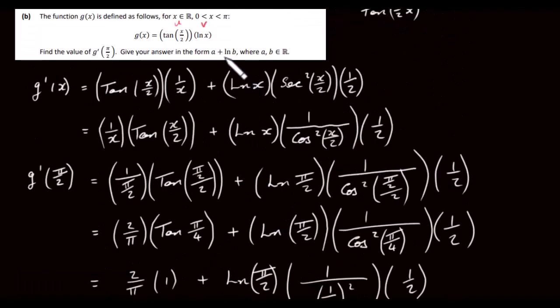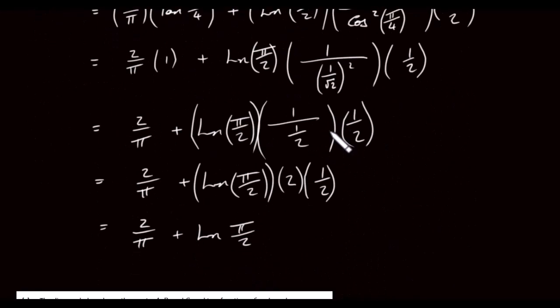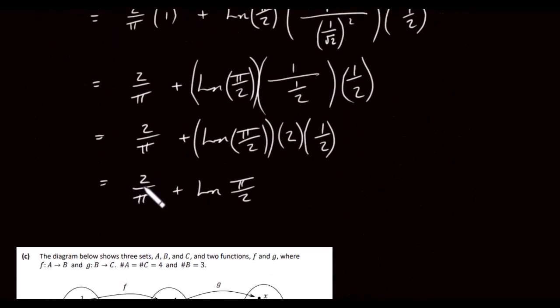Give your answer in the form a plus log b, where a and b are real. So this is our a here. Is that real? Yes, it is. Plus log b. This is our b here. Is that real? Yes, it is. So really that's it. That's where I'm going to finish here.